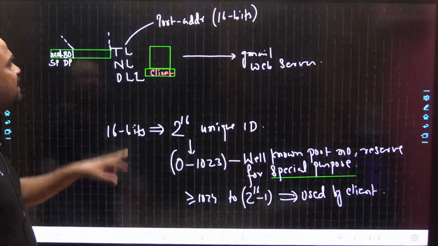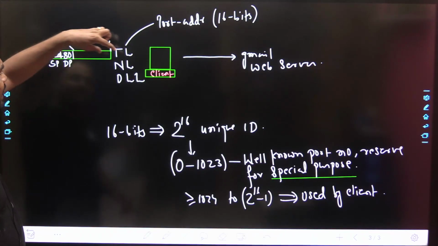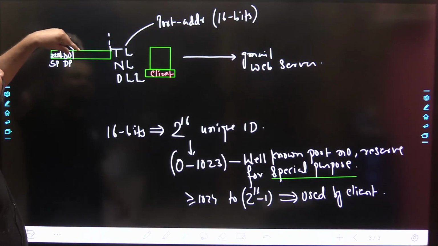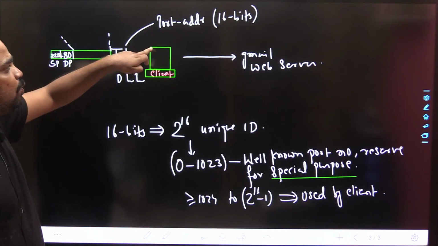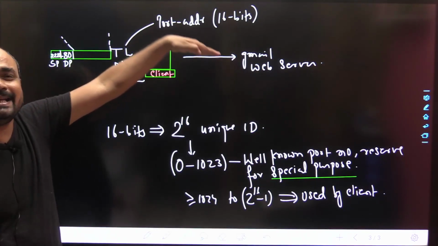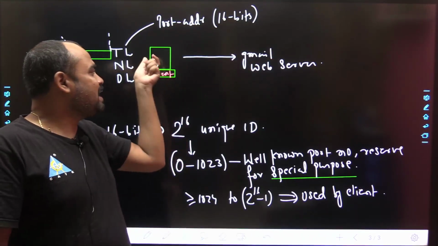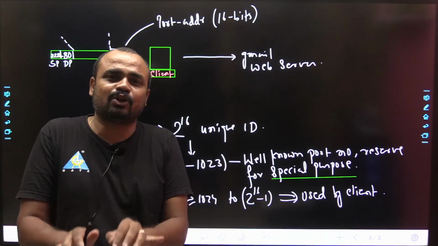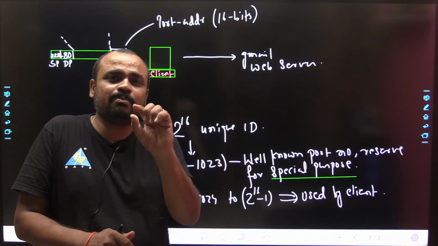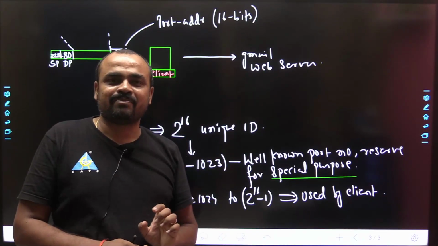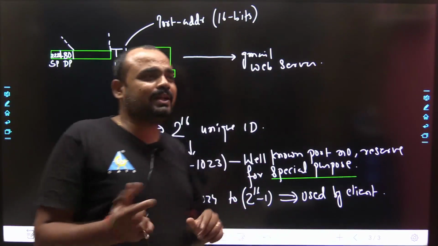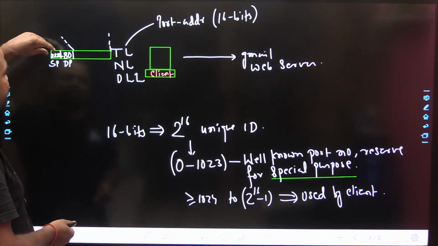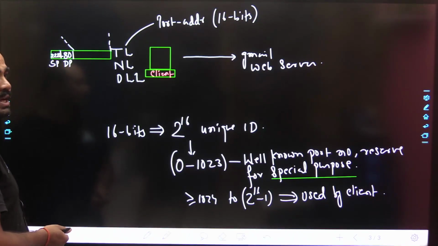So definitely on the client side, at the transport layer, the packet will be created only when you open a tab and try to access any server. Suppose you have opened a tab and typed www.gmail.com. Immediately a unique port number will be assigned to that process, and suppose that unique port number is 2222. So in the transport layer, the source port number will be assigned as this and the destination port is this.